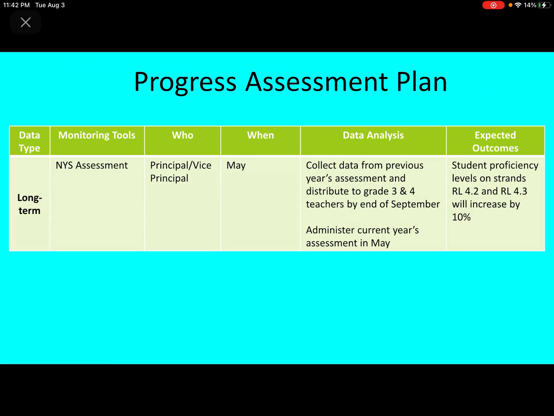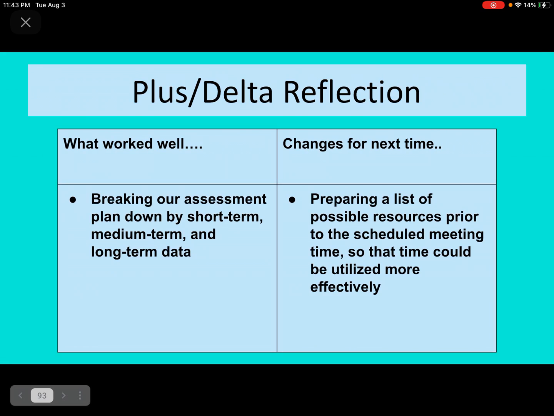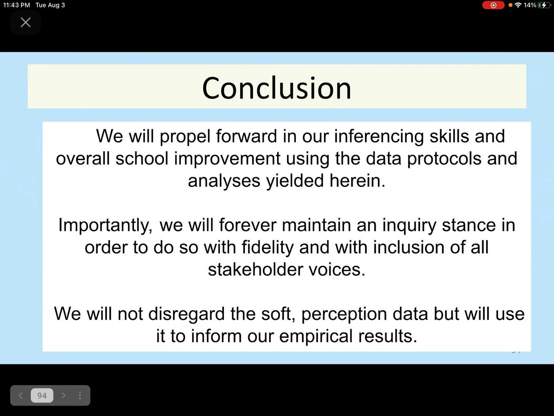And then this table illustrates the use of long-term data, which is fundamental in ensuring the school is meeting the needs of all their students. And it's important to remember that this is just one piece of data and that the short and medium-term data should be looked at in coherence with long-term data. And again, you can see the expected outcome over on the right-hand side. Here is our reflection of what worked well and changes that we would like to put in place for next time.